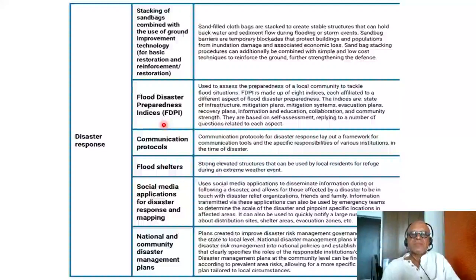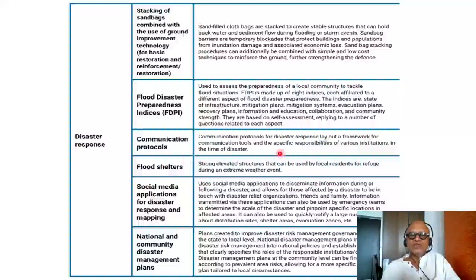Flood disaster preparedness indices, FDPI, used to assess the preparedness of a local community to tackle flood situations. FDPI is made up of 8 indices, each affiliated to a different aspect of flood disaster preparedness. The indices are state of infrastructure, mitigation plans, mitigation systems, evacuation plans, recovery plans, information and education, collaboration, and community strength. Okay, they are based on self-assessment, replying to a number of questions related to each aspect.